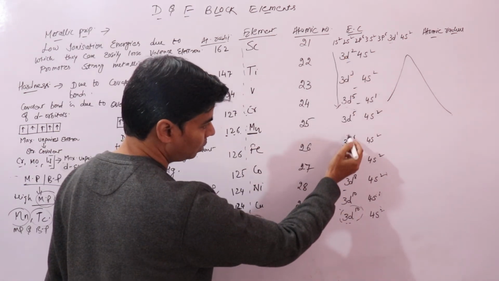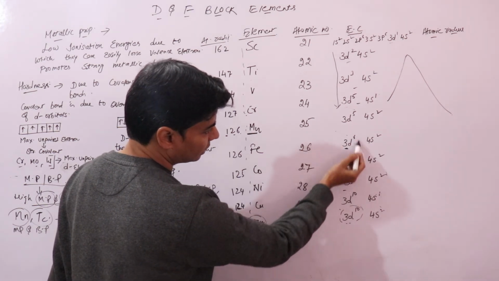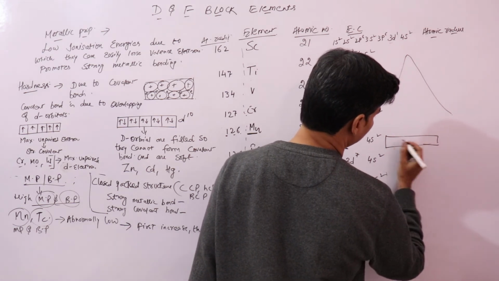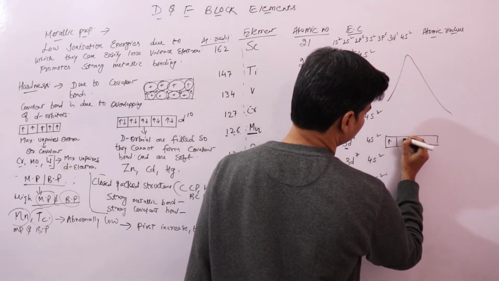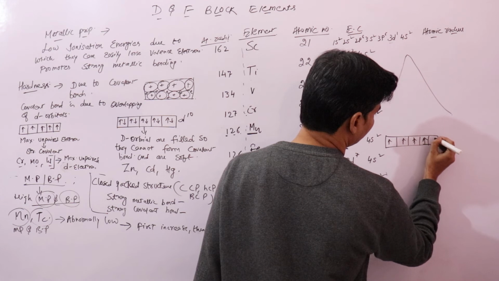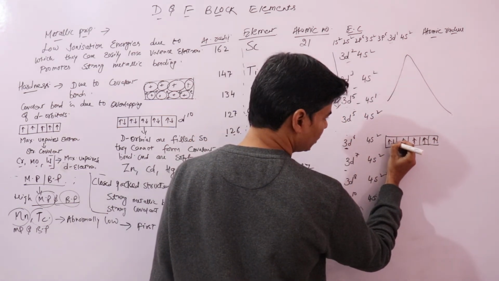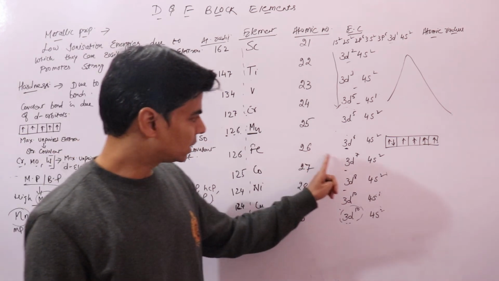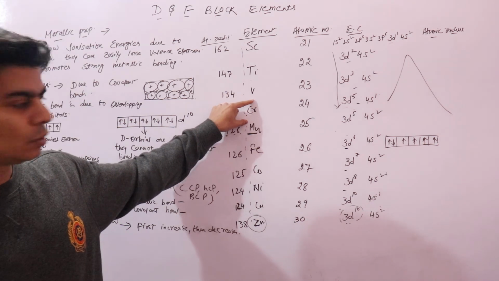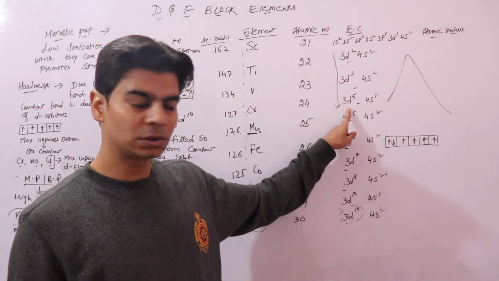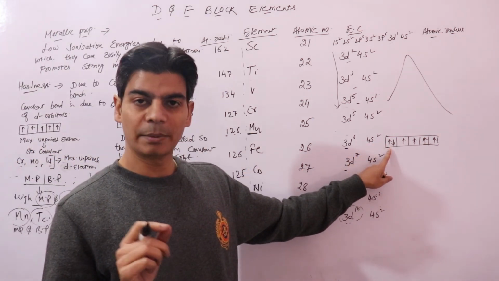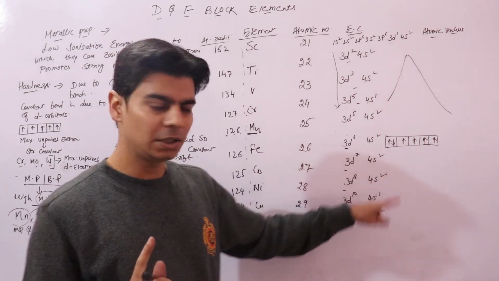Now if you come down, this has 6 electrons, right? So the electronic configuration will look like this. Three, four, and five. In this case, one d orbital will get paired up, right? Now it will form one covalent bond less compared to chromium. Chromium has a maximum of 5 unpaired electrons, but iron has one d orbital filled up. It has one paired d orbital.